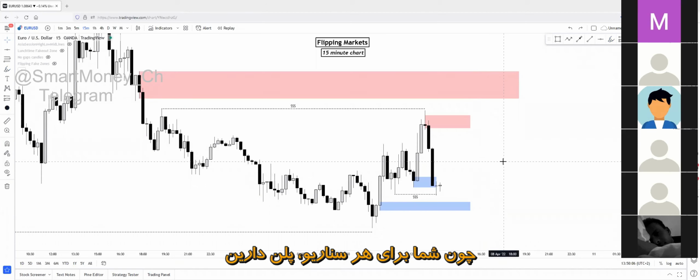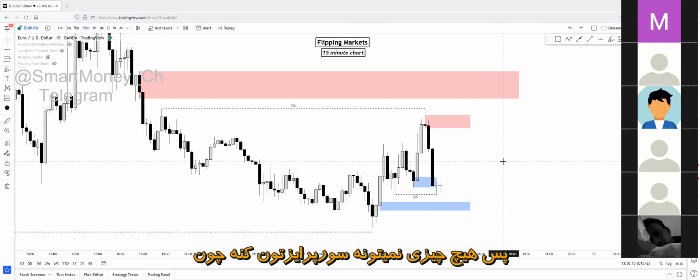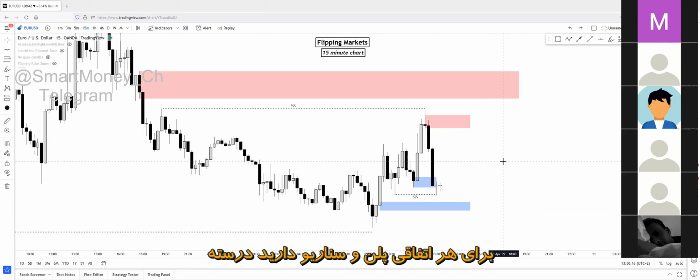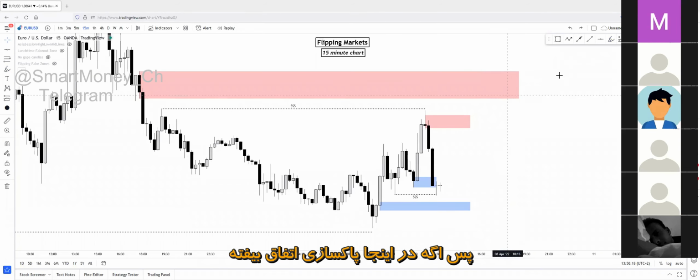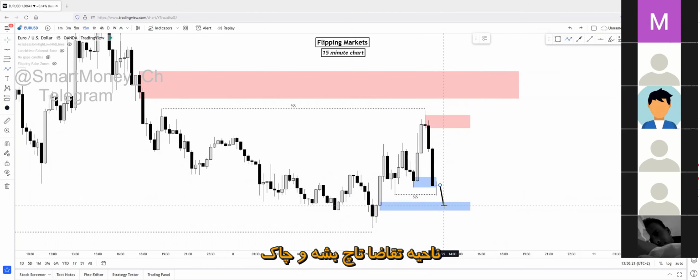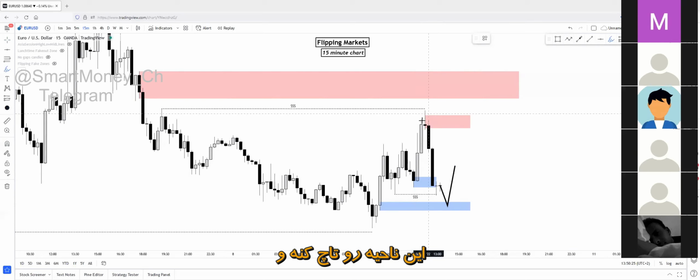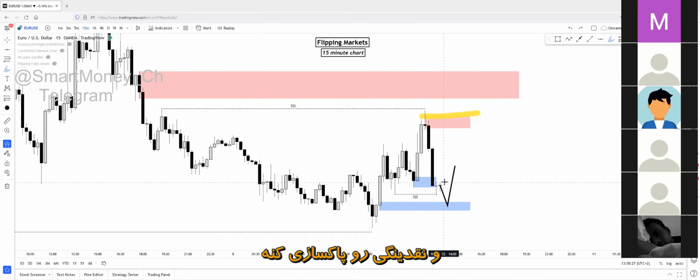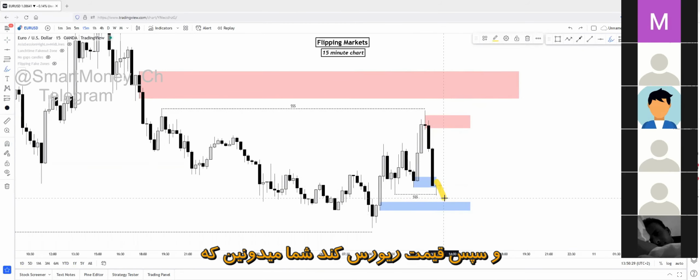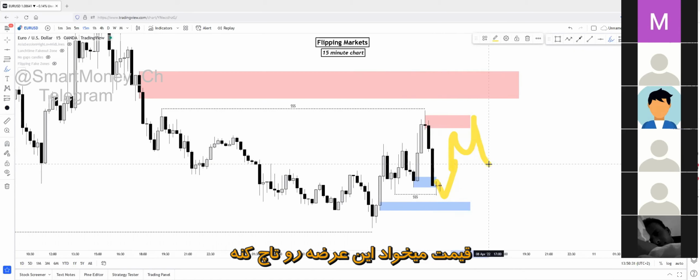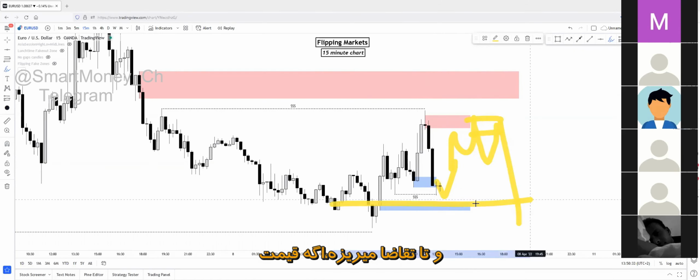Because you have a plan for every single scenario. So if a movement happens, you already have a plan for that movement. So nothing can surprise you because you built a plan, a scenario for everything, right? So if this sweep happens right here, tap of this demand happens, change of character happens, you'll know that price will tap this supply zone up here and sweep the liquidity. If the body break of this zone happens and the reversal happens, you'll know that price will tap this supply and the reversal will happen right here and after the break.